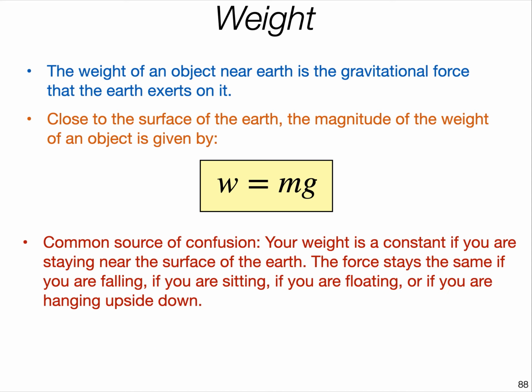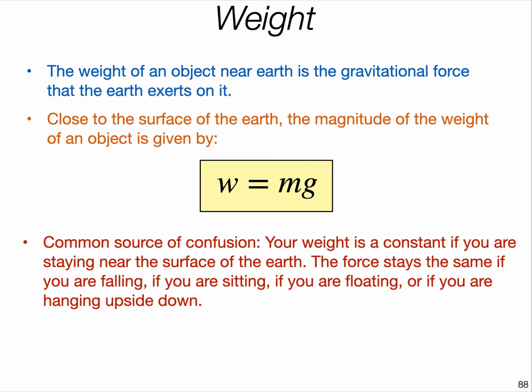And talking about this equation a little bit more, mass is this property of your object. It's a constant. g is this constant, it's 9.81. So this formula for weight should be constant. If you're near the surface of the Earth, your weight should always be equal to your weight. It doesn't matter if you're falling, or if you're sitting on a table, or if you're floating, or if you're hanging upside down, your weight should always give you the same number. This is the force of gravity acting on you.